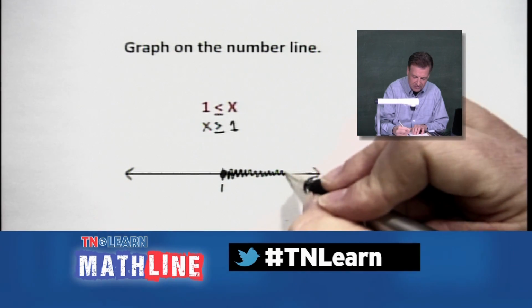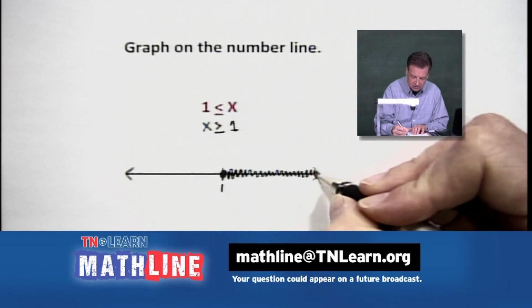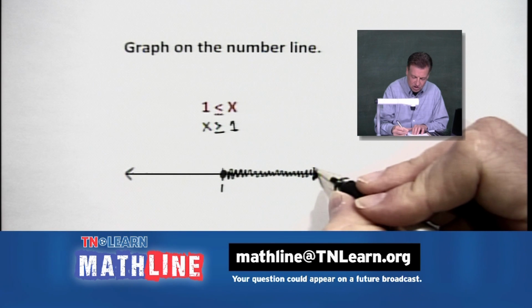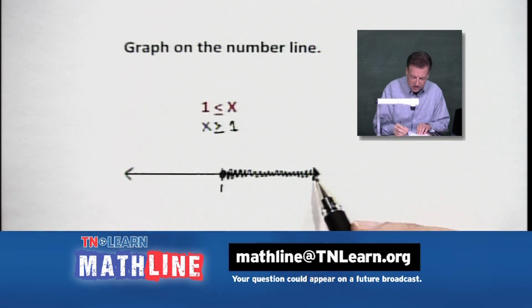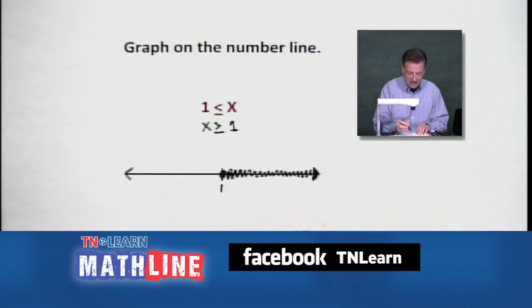Let's see if we can get that to zigzag really better. It's always interesting trying to do shading there on a number line. And it's like, squiggle, squiggle, squiggle. But there you go. And again, darken that arrow going to the end. It is everything to the right, and that would be the case.